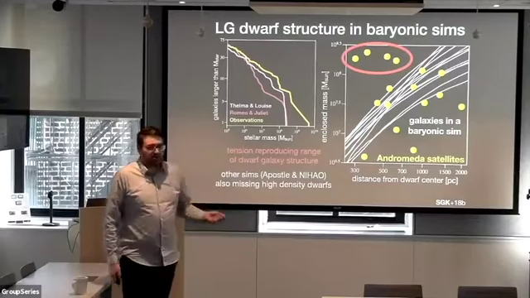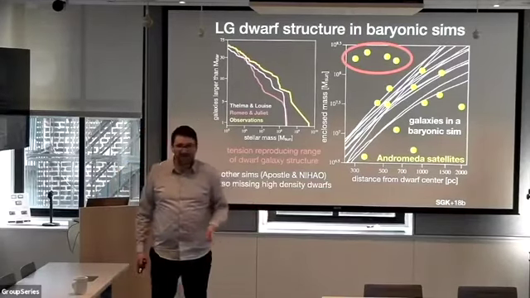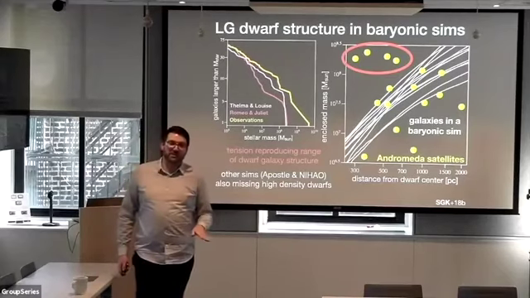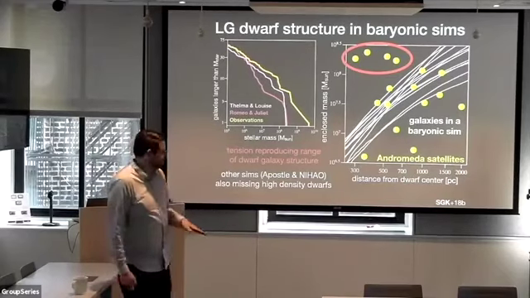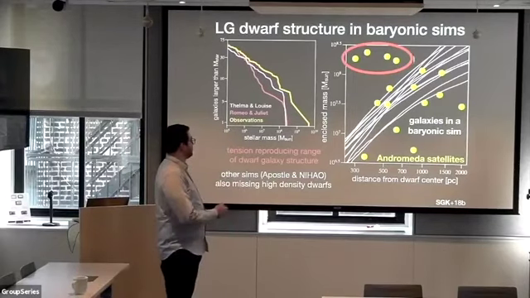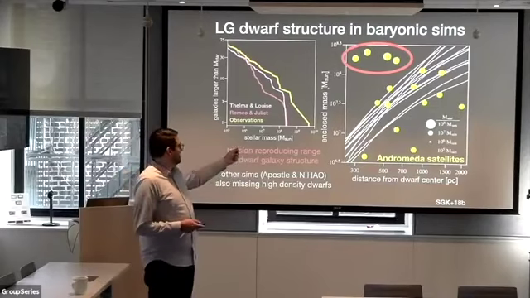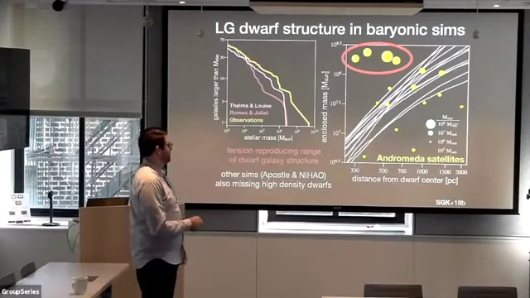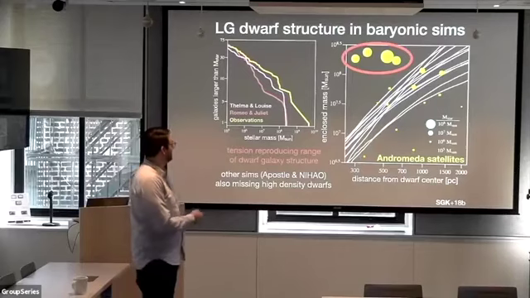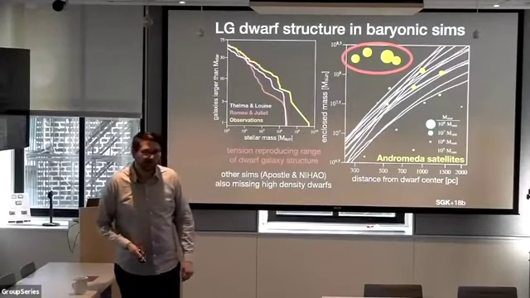Not only are our simulations failing to do this, but other simulations like the Apostle simulations or the Nihao simulations are also completely failing to reproduce these systems. And I also want to emphasize this mass scale. I'm going to really quickly fade and change the point size here according to the stellar mass of the galaxy. What you'll see is these dwarf galaxies are ones that are about 10 to the 8 to 10 to the 8.5 in total stellar mass, right?